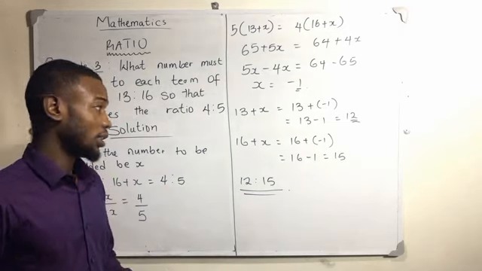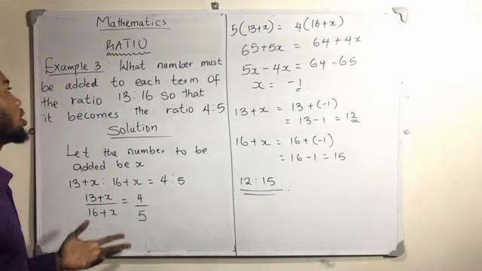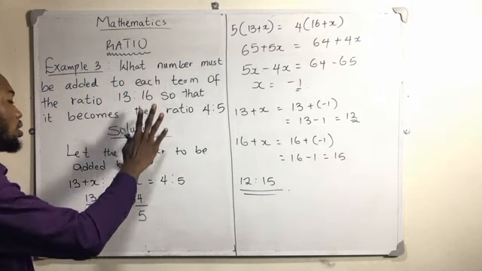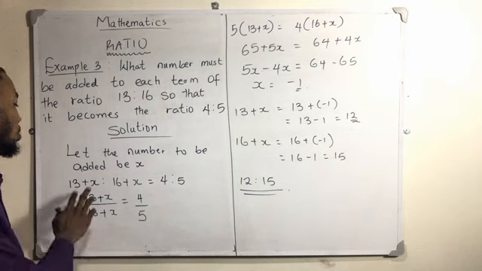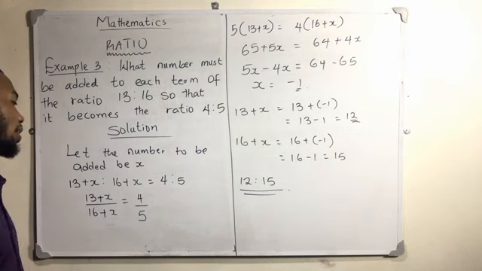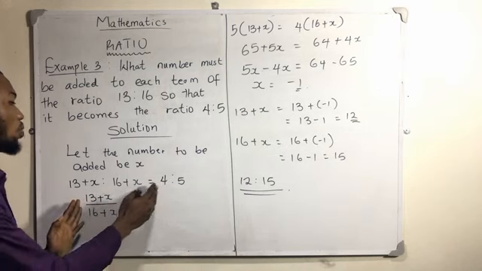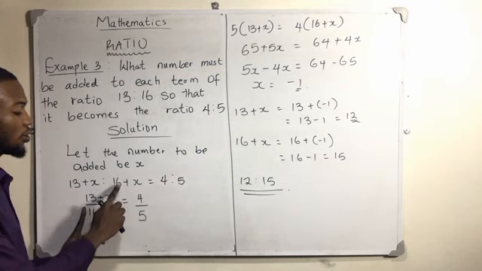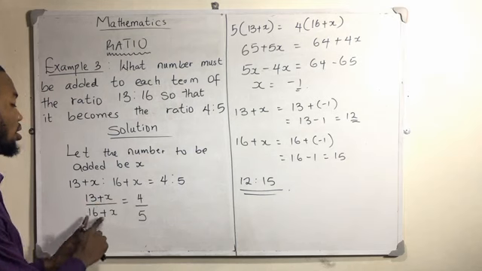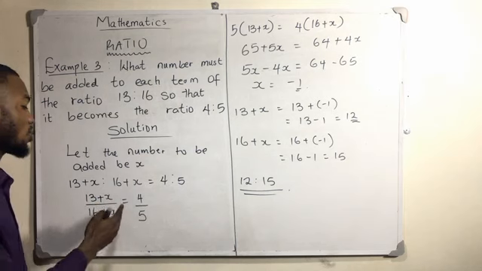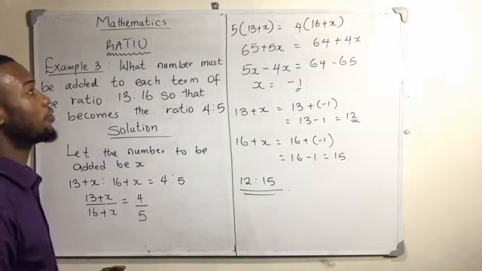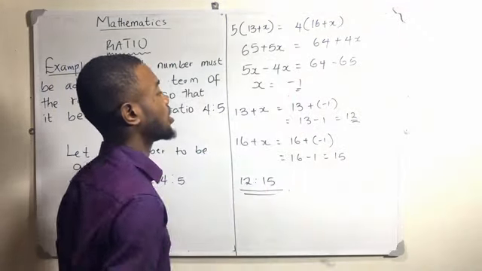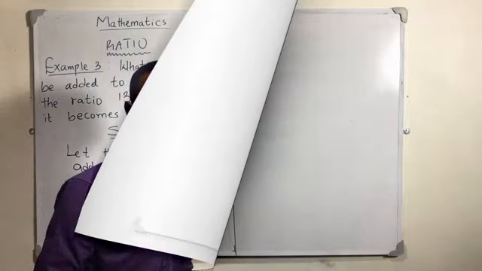Let me quickly go over it again. We say what's that number that we are going to add to these two numbers that will give us this. So let the number be x, we add it to the 2 equal to 4:5. Then 13 plus x ratio 16 plus x can be written in fraction form. That's what I've done. We have 4 over 5 also. Then we cross multiply and open up the bracket, so the number is minus 1.